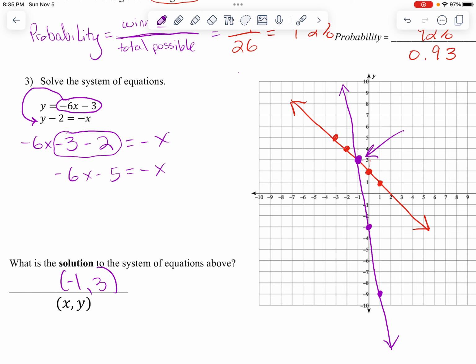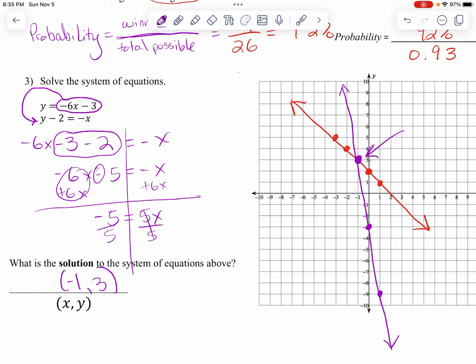Let's get our x terms together by adding the 6x to both sides. So now we have a -5. Don't forget to bring that negative down. Equals 5x. Then we'll divide by 5 to find that x is equal to a -1, which is what we got when we graphed these.